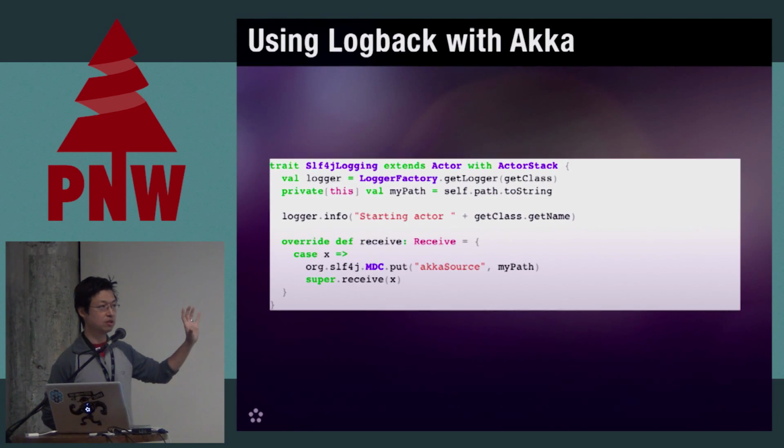Again, this uses the actor stackable trait pattern. You'll notice that every actor class it mixes in gets a default logger val. And at the beginning, we immediately log that we're starting this actor. This is very useful for debugging. But the meat of it is that when we receive a message, the first thing we do is mdc.put, which allows me to have my actor path in the logging.